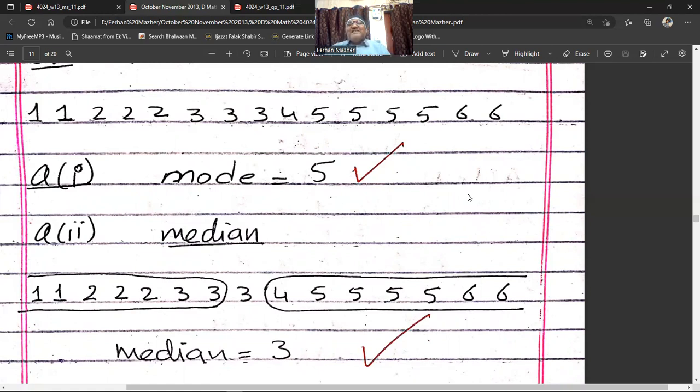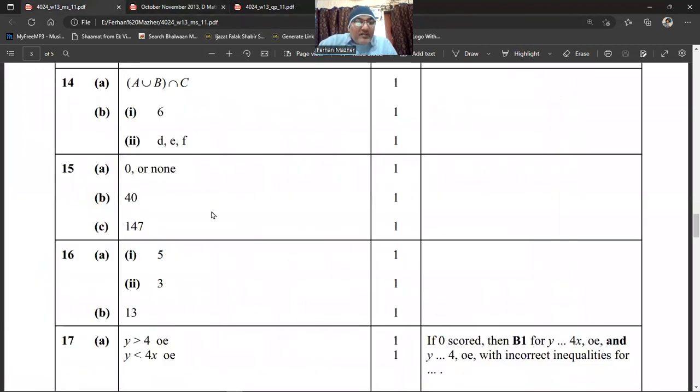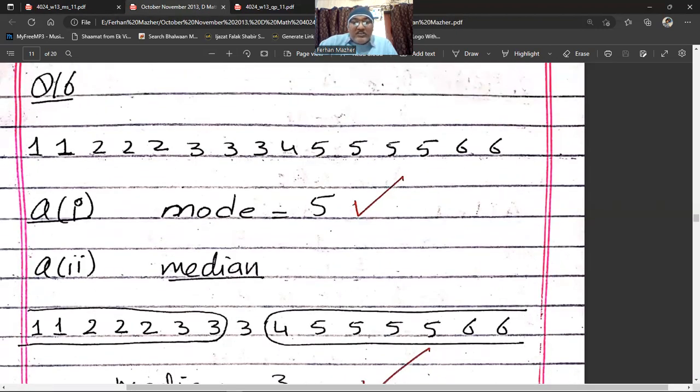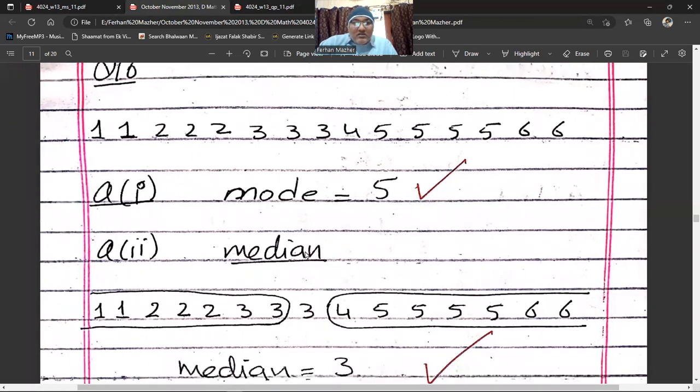Median means the number which is in the center of the data. That can be 1 number, or there might be 2 numbers in the center. Here, there is only 1 number in the center, and that is 3, and that is the median. So the median here is 3. So our answer is right. Hopefully you understand how this is done.